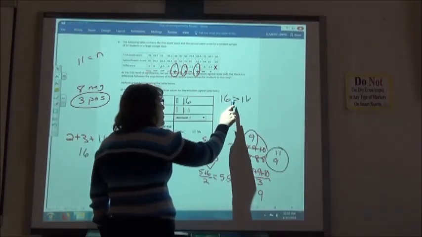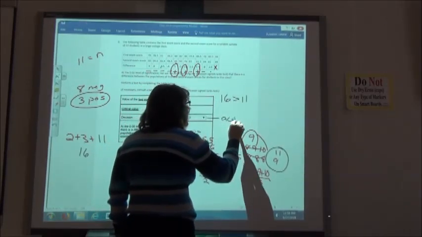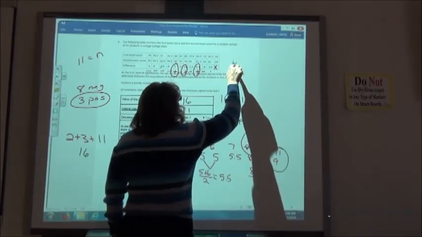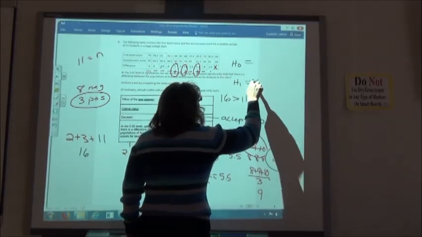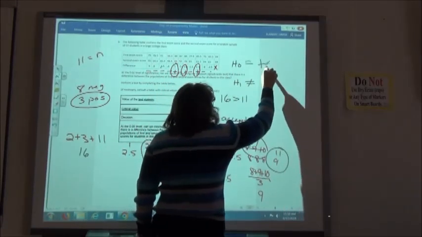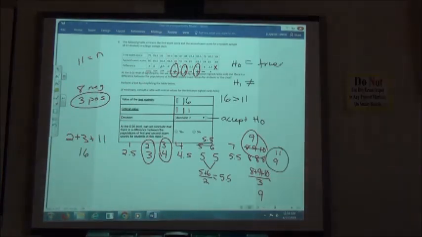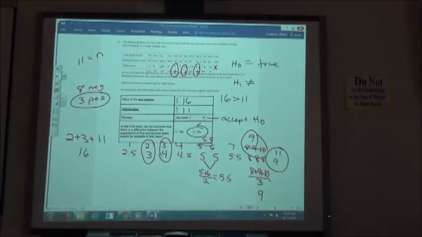Since my test value is greater than my critical value, I am going to accept the null. Again, my null statement was that it's equal. My alternative one is not equal. This is my true statement. So, can we conclude there's a difference? No, we're saying that they're equal, that there is no difference.